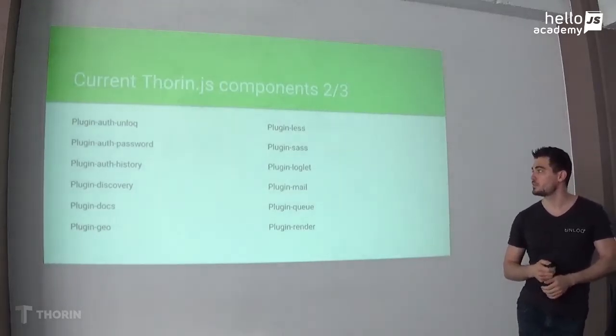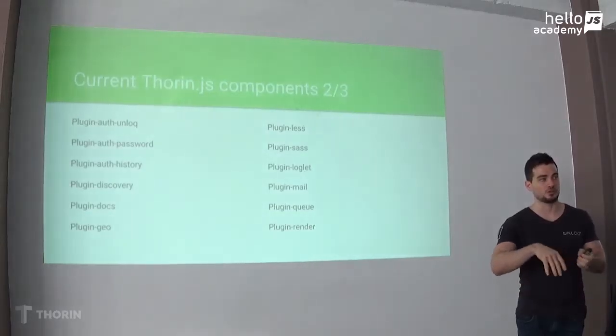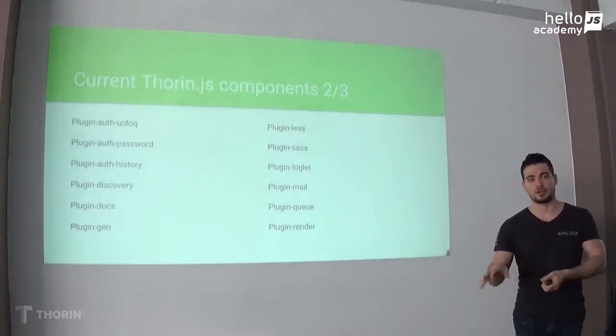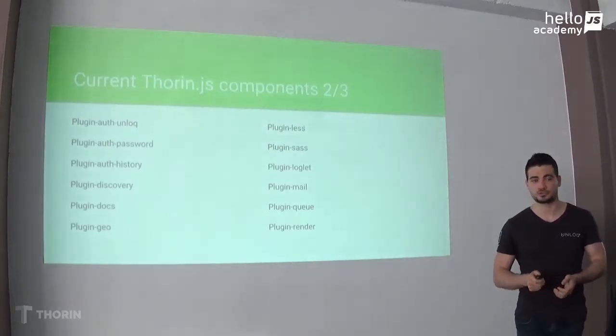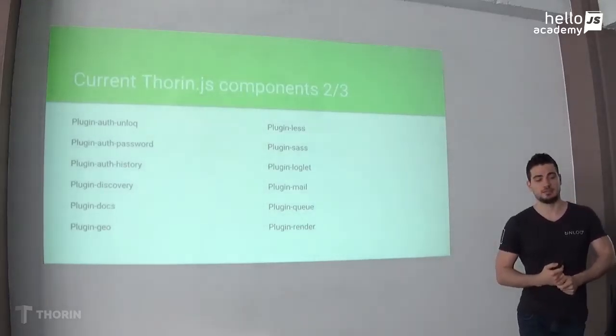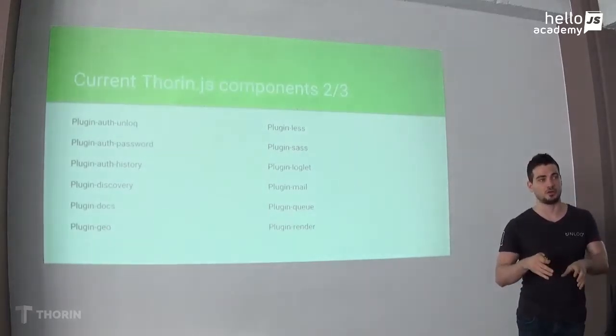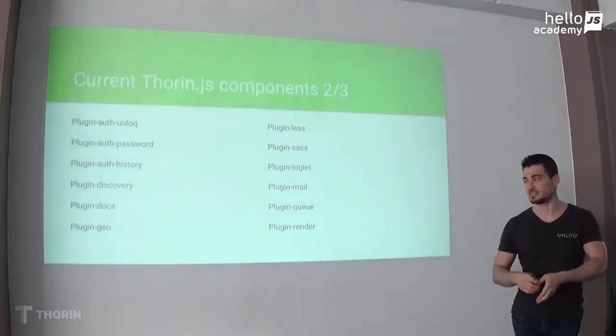Then you have the Loglet plugin, which essentially is a plugin that just pipes all your logs from the application into Loglet, a log storage mechanism. You have the mailing plugin, that essentially abstracts away all the functionality that you want to use when you send out emails to users.